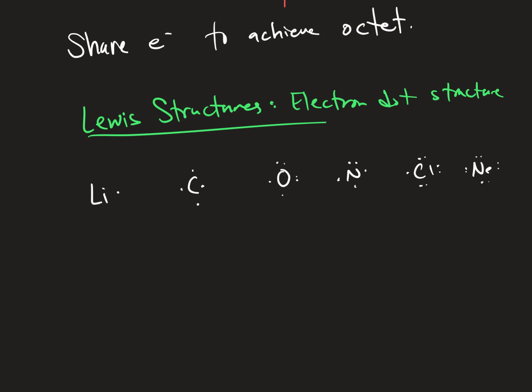Yeah, Sandy. How do you determine the valence electrons for transition metals? Or just for any element? Any, yeah. Okay.